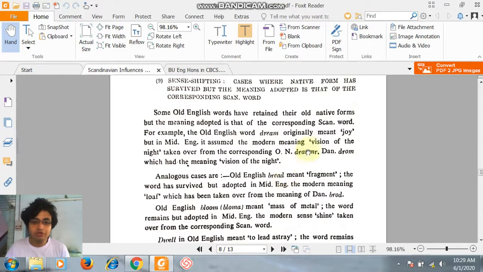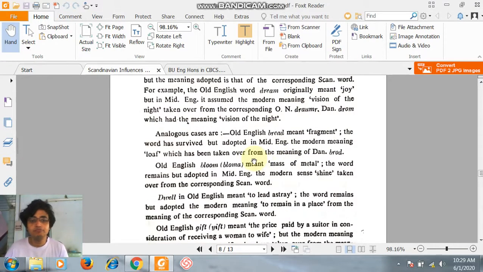So, for example, some Old English words have retained their old native forms, but the meaning adopted is that of the old Scandinavian word. For example, the Old English word dream originally meant joy, but in Middle English it assumed the modern meaning vision of the night, taken over from the Scandinavian Old Norse draumr or drom, which actually means the vision of the night. The dream we see at night.